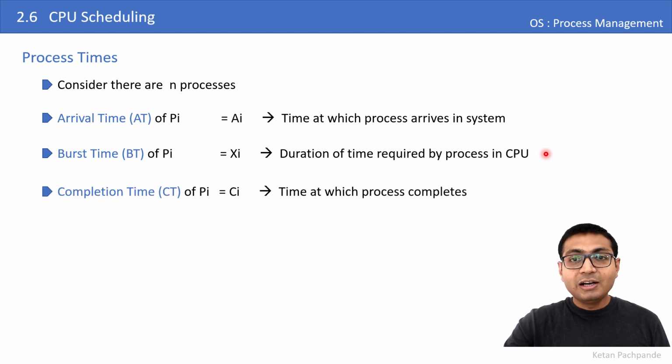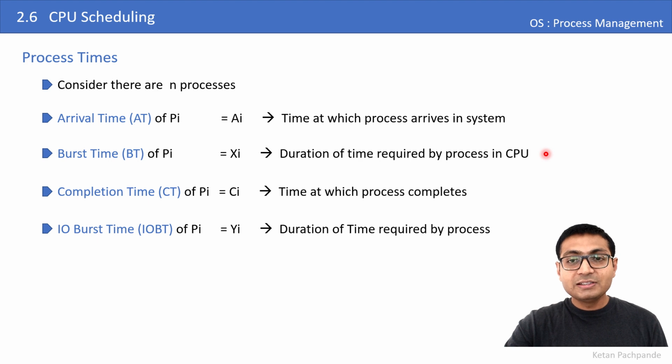The third factor is called completion time. So when a process terminates or the user kills a process, let's assume, that time is called the completion time of the process. The fourth term here is the input-output burst time, IOBT, of process Pi. Let's denote it by Yi. It is nothing but the duration of time taken by a process in the IO device, meaning to do the IO.